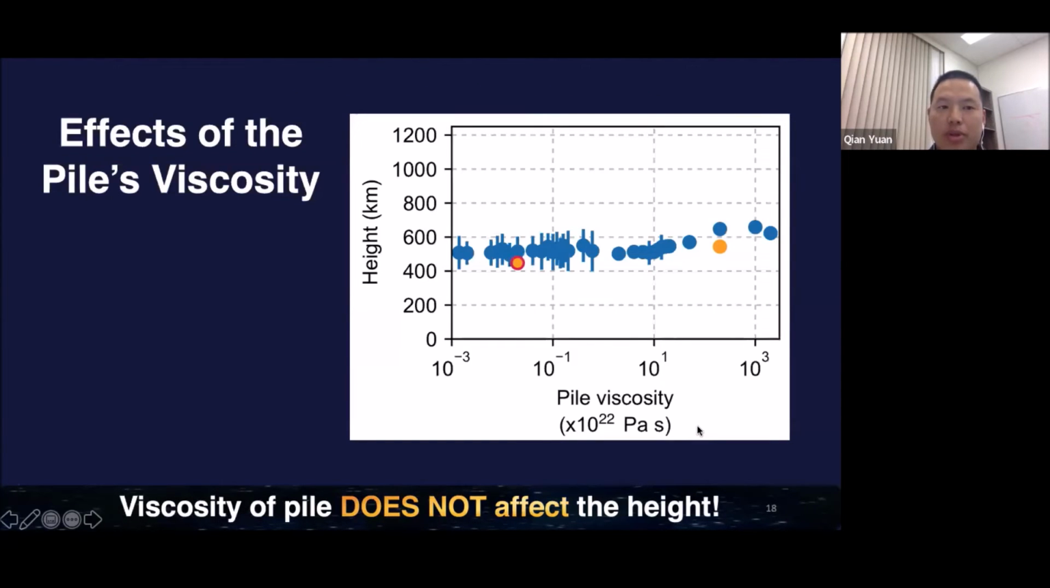The second parameter we study is the viscosity of the pile material. Similar plot: the y-axis shows the height of the pile when it reaches steady state, and the x-axis shows the viscosity of the pile. From this plot, we can see that although there are some variations, the variation is relatively small. And we also studied a large range for the viscosity of the pile. So in that way, we can see the viscosity of the pile doesn't affect the height too much.